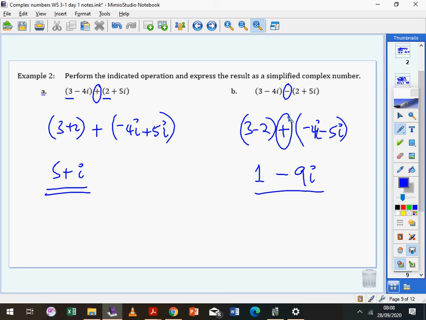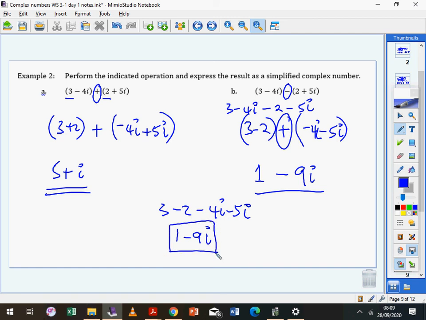First of all, what you could have done would have been to take out the parentheses: 3 minus 2 minus 4i minus 5i, which turns out to be the same thing. So yeah, I did that because it turns out to be the same thing, but if you want, you can go ahead and take out the parentheses and do it at a slower pace.